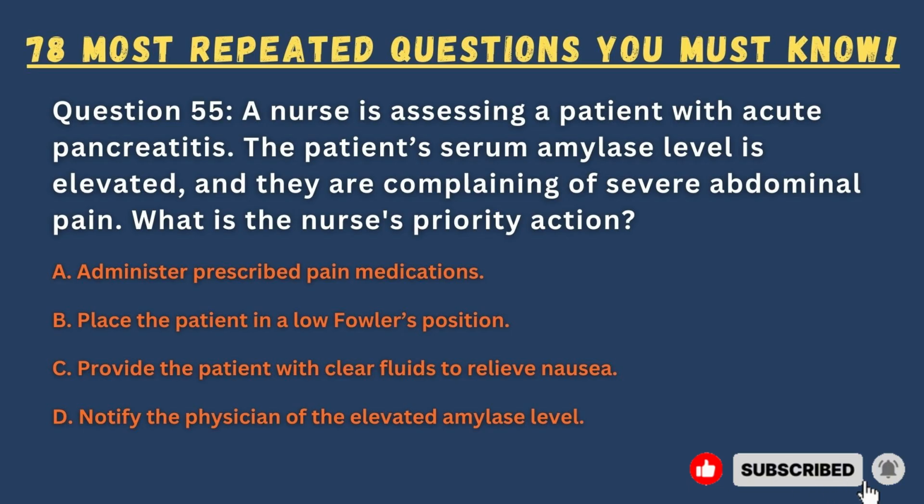Question 55. A nurse is assessing a patient with acute pancreatitis. The patient's serum amylase level is elevated, and they are complaining of severe abdominal pain. What is the nurse's priority action? A. Administer prescribed pain medications. B. Place the patient in a low Fowler's position. C. Provide the patient with clear fluids to relieve nausea. D. Notify the physician of the elevated amylase level.